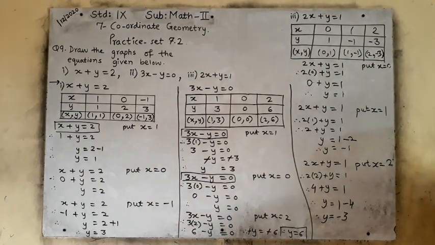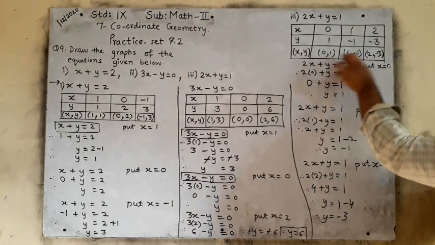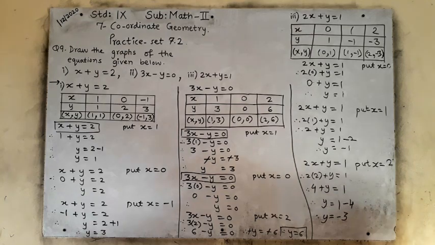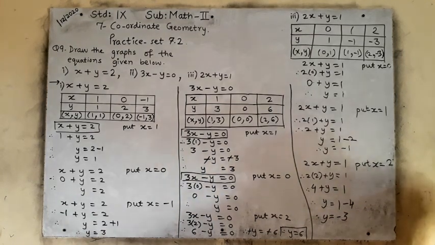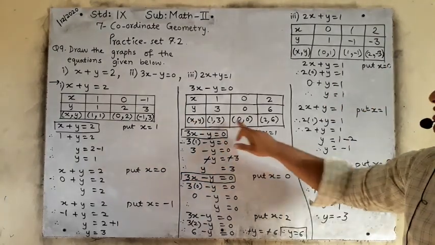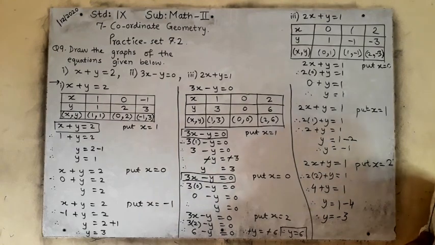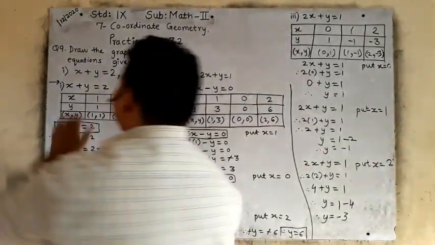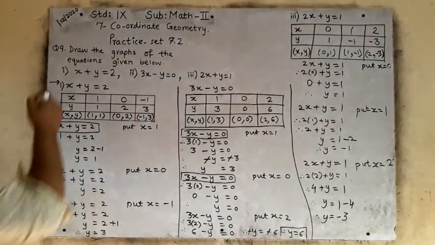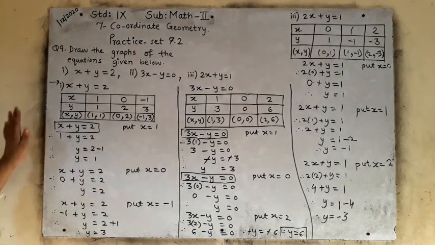Okay, so now you got the 3 coordinates, points 1, 2, 3. These points also you will show on the graph. Is it clear? So this is how you have to solve these 3 questions. It is very much important question for your 10th standard.